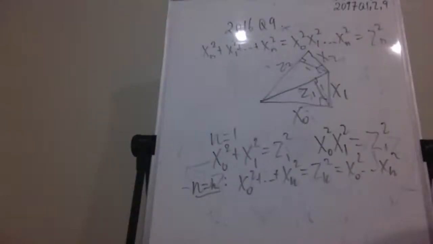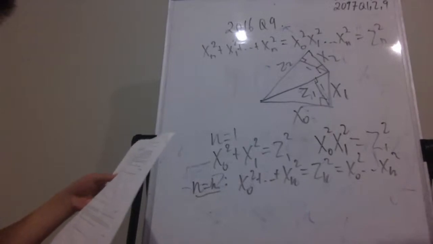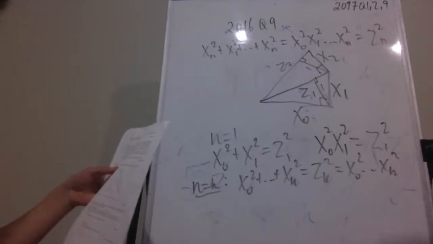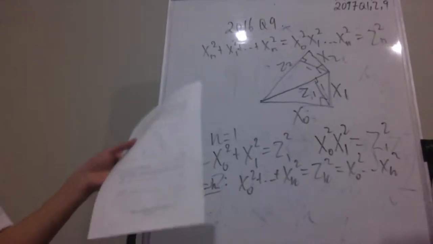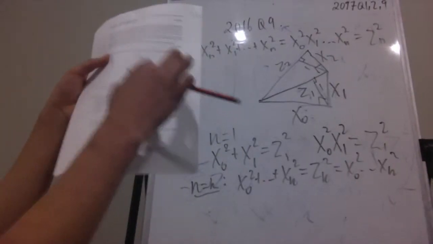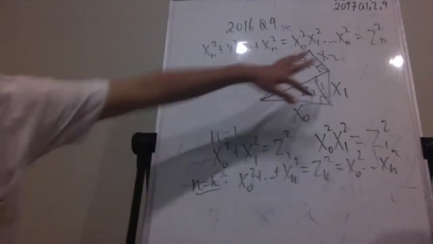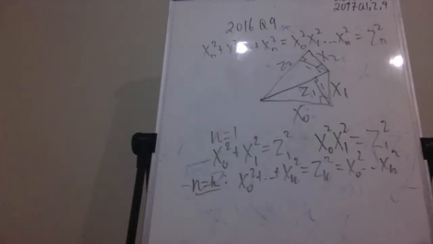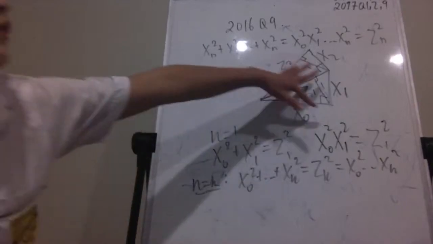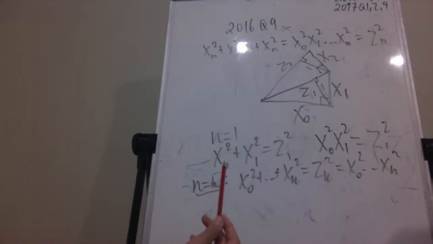What approaches 0? Or the x. No, this gets shorter every time. Oh, he means this part, not that part. No, that stays at 1 every time. No, not that one. That one. x1. Oh, that is kind of interesting.